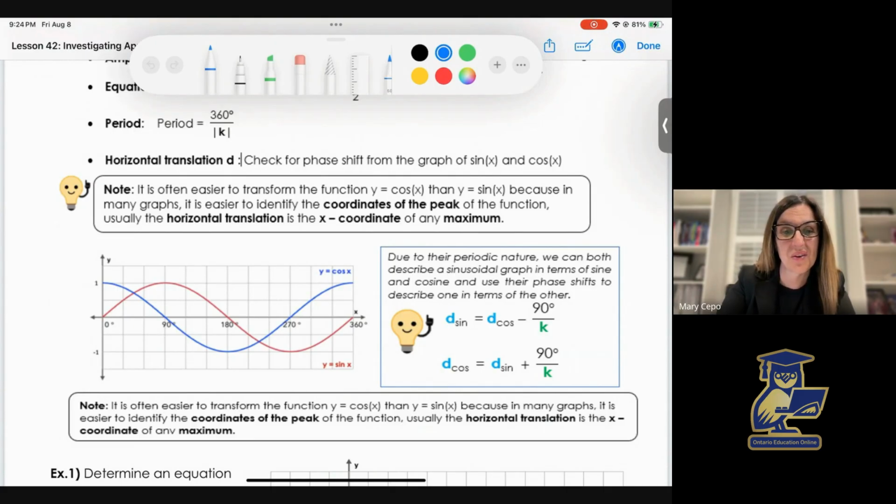So when you're looking at sine, the horizontal translation or phase shift for sine is equal to the phase shift for cosine minus 90 degrees over k. Same thing with cosine: you can take the phase shift for sine plus 90 over k.